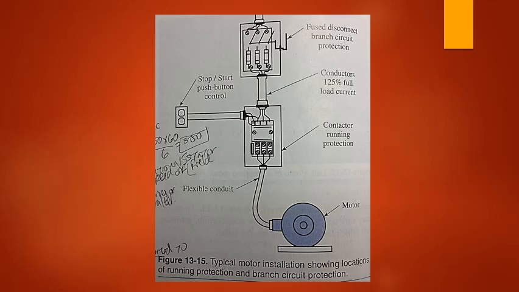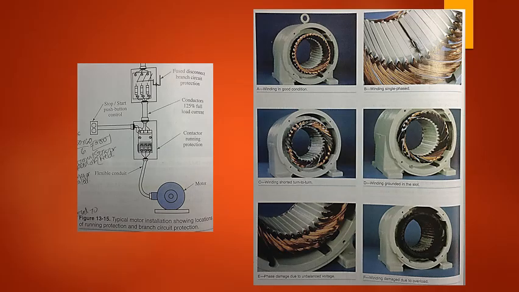Motor installation and protection. Unless the motor being used is very small, motors are installed with dedicated lines. A dedicated line means that the circuit is used for only one purpose. For a proper installation of a motor, two forms of protection are needed.